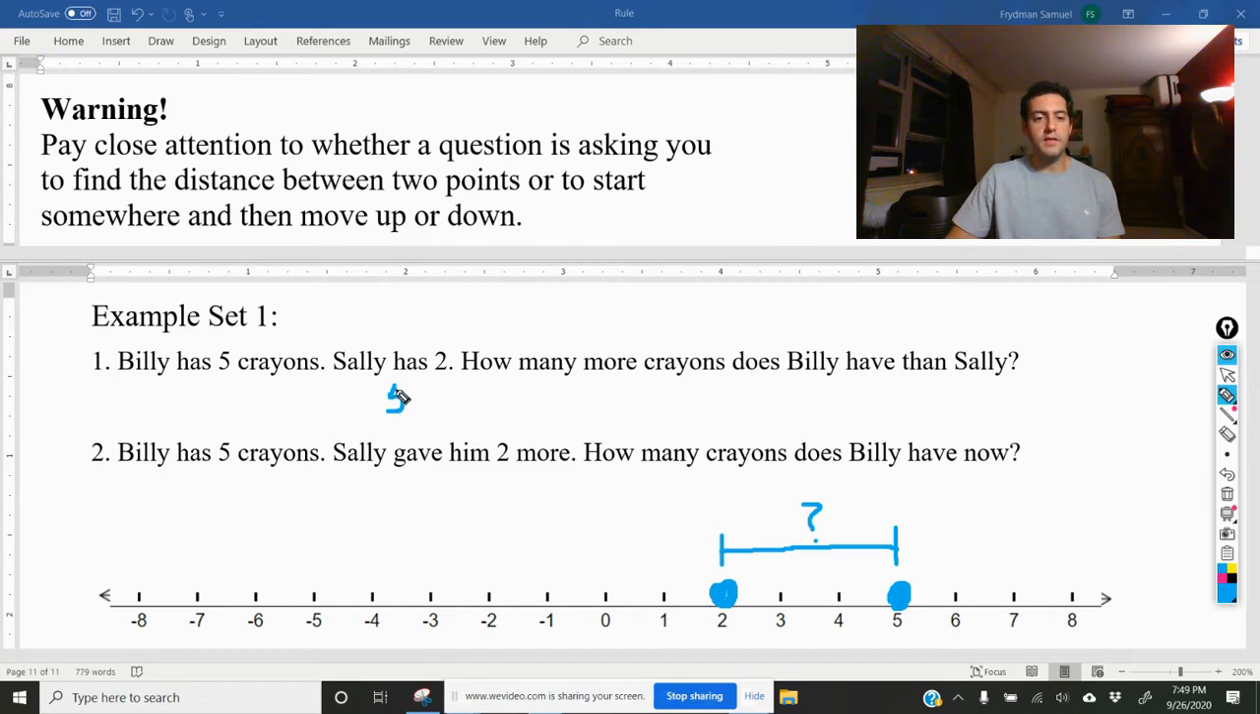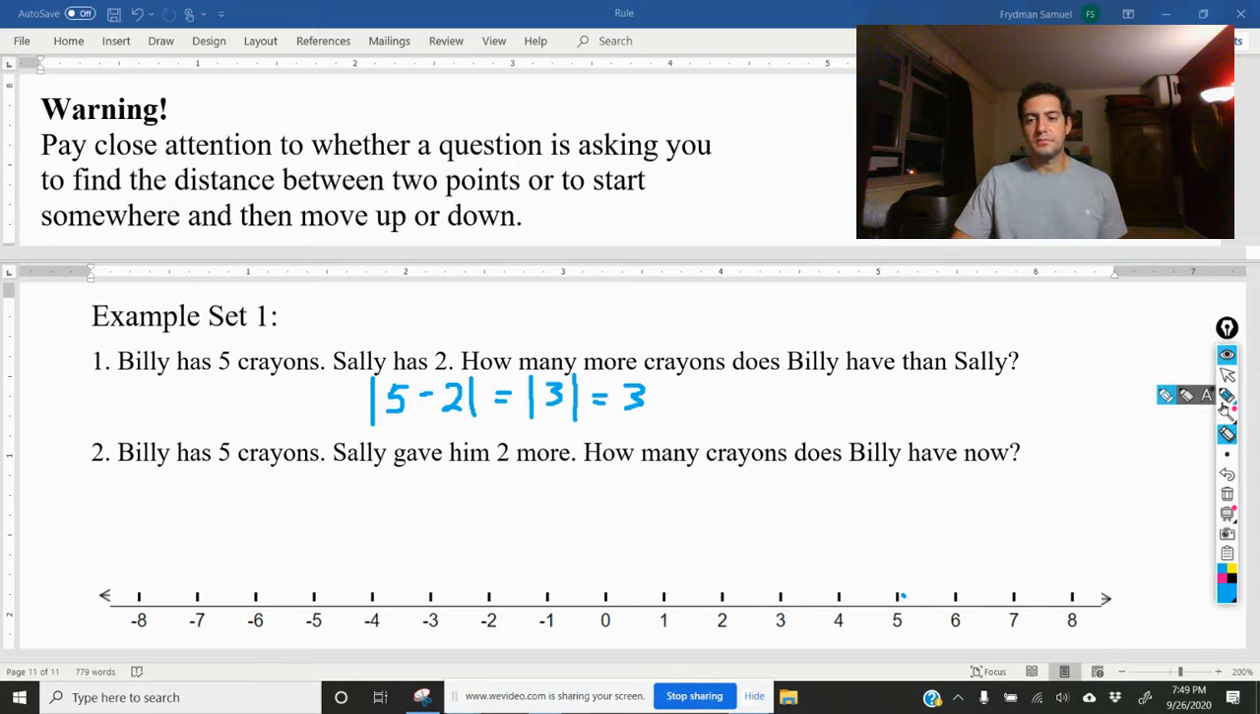So Billy has 5, Sally has 2. I'll subtract them and take the absolute value. That gives me the absolute value of 3, which is 3. So Billy, of course, has 3 more crayons than Sally. Now, what about this next question?